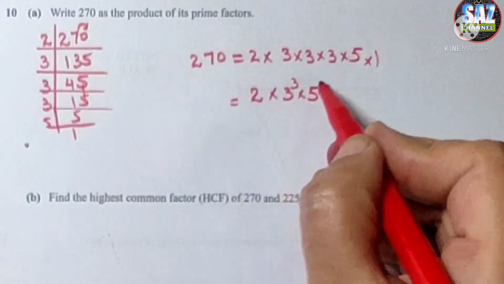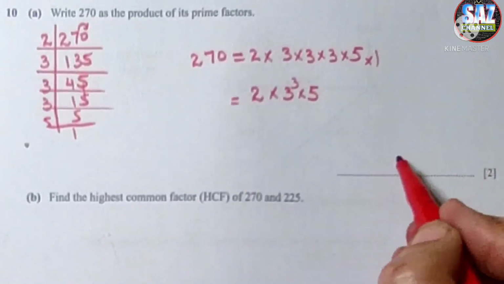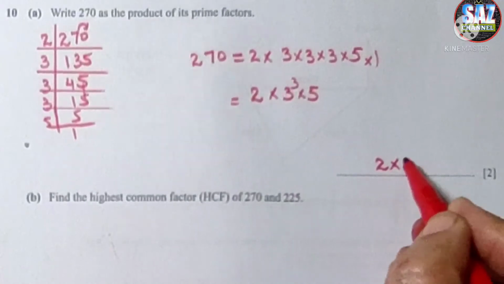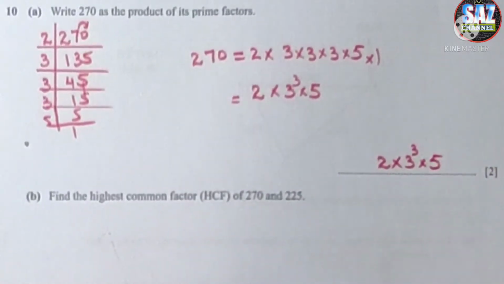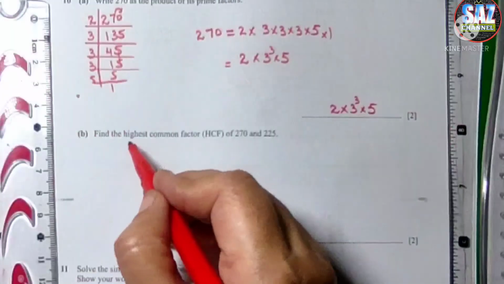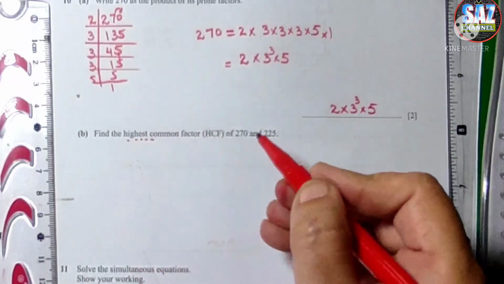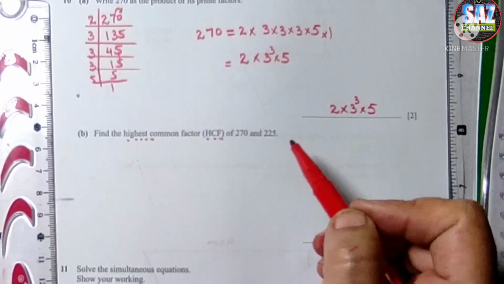I hope you are clear about how to express a number as a product of prime factors. 2 multiplied by 3 cube multiplied by 5, and you can easily secure 2 marks over here. And then the question says, find the highest common factor, HCF. So HCF of 270 and 225.